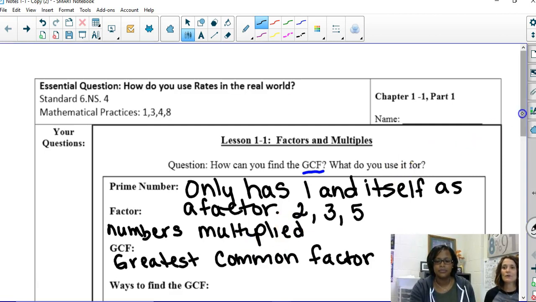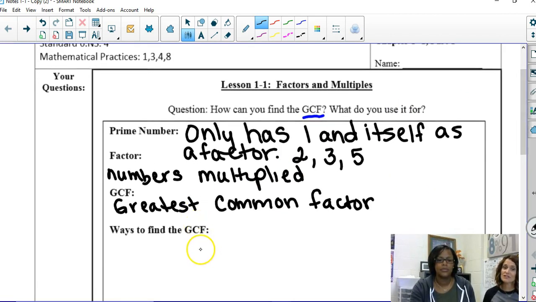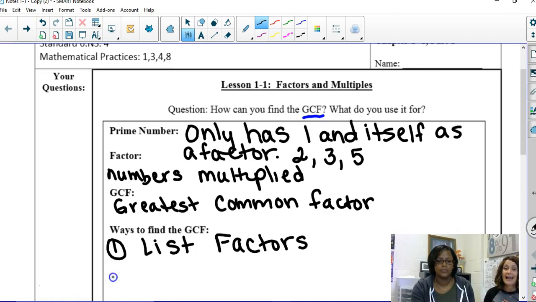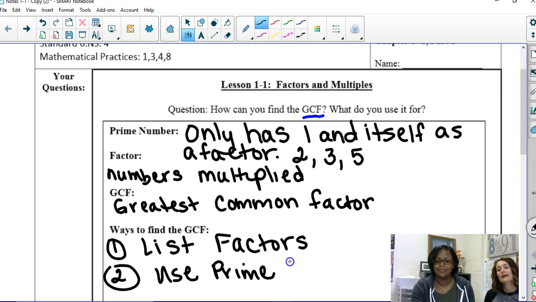Now we are going to talk about ways to find the GCF. There are a couple different ways, and depending on where you were in 4th and 5th grade, you're going to recognize some of these. One way is that you can just make a list. You can list the factors out, and we're going to do some examples. The second way is to use prime factorization. Prime factorization is actually my favorite way because it's really what you use when you get up into algebra and you have variables in there.